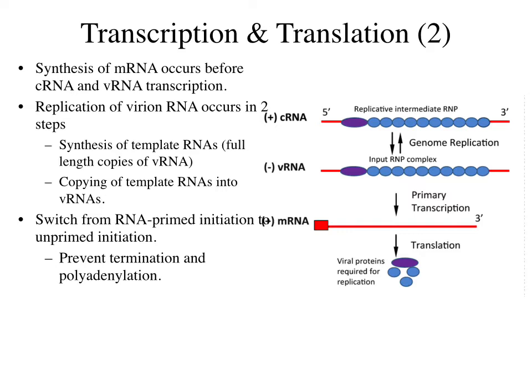Upon exiting the polymerase, the cRNA associates with newly synthesized NP molecules and a single copy of the viral polymerase to assemble into a cRNP. And then the cRNP can act as the basis for transcription of the vRNP.